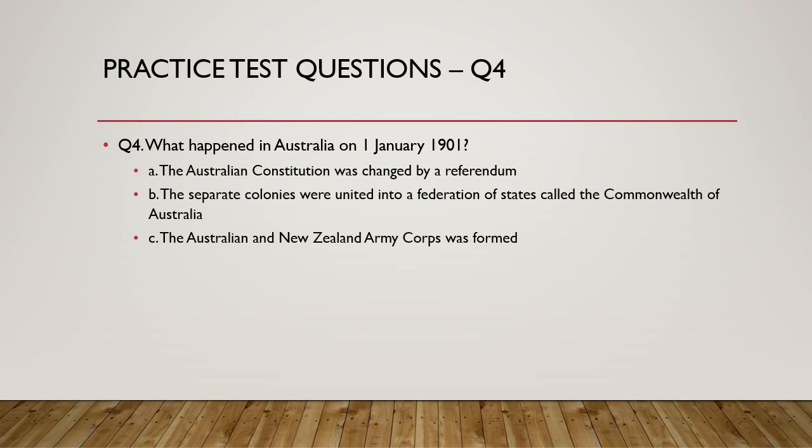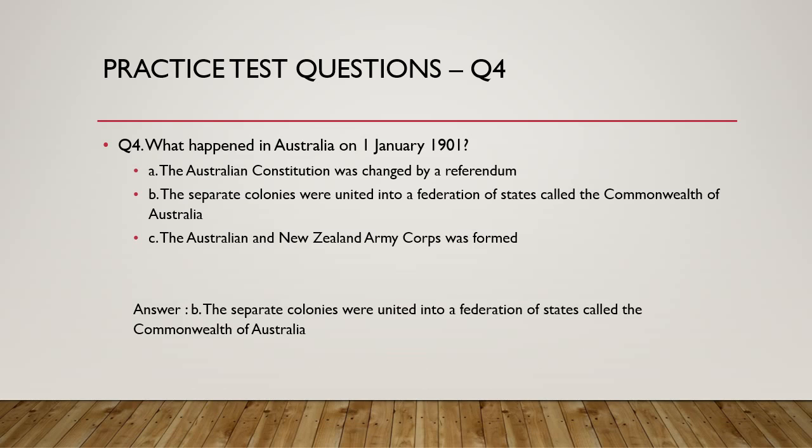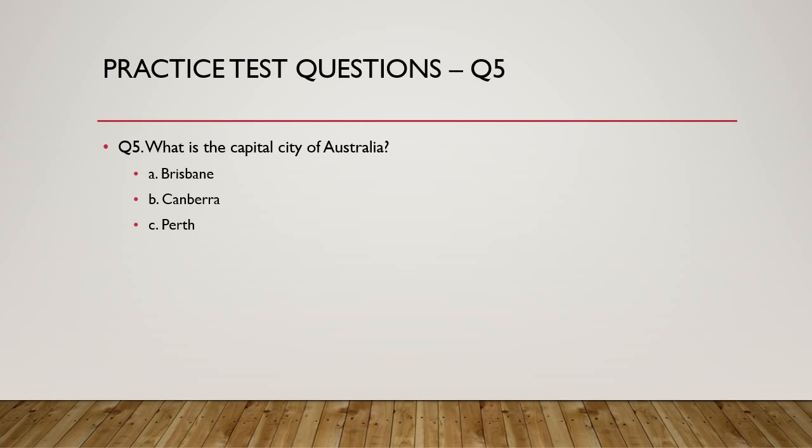Question 4 is, what happened in Australia on 1st January 1901? The answer is B. Separate colonies were united into a federation of states called the Commonwealth of Australia. Question 5 is, what is the capital city of Australia? Very easy one. And the answer is B, Canberra.